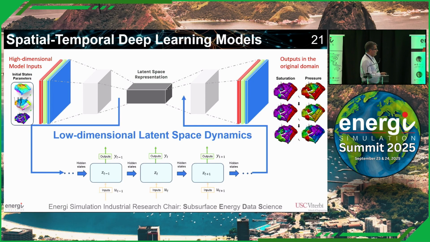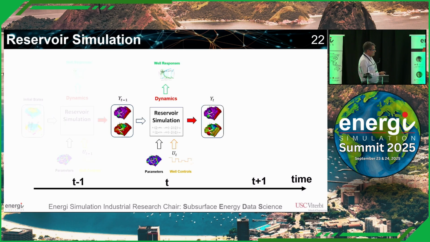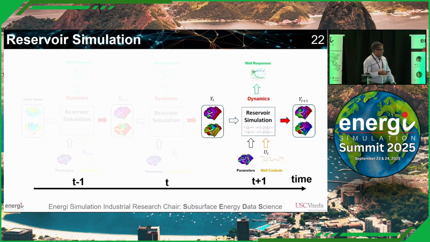So if you look at what we do with reservoir simulation, we have some inputs in terms of control, in terms of reservoir description, and the parameters that we have into the simulator. And then we get some outputs in time, right? Outputs from the well, outputs from basically the distribution in space and time. And then we keep doing that, right, for the next time step and the time step after that. So we want to use this architecture exactly in the same fashion.